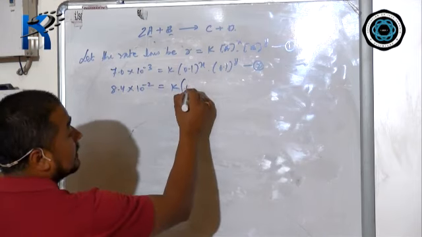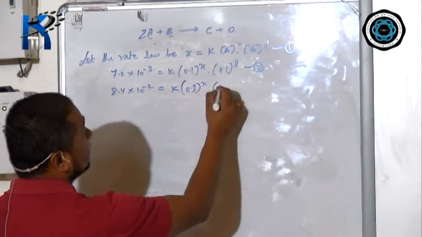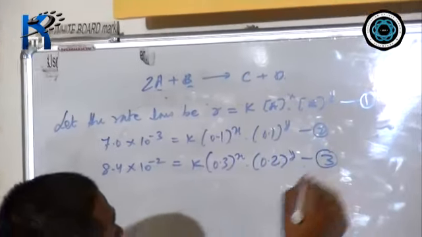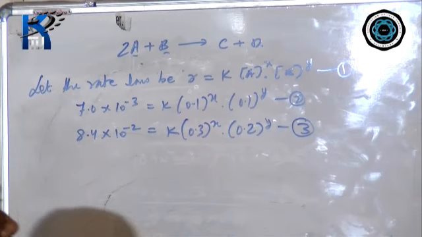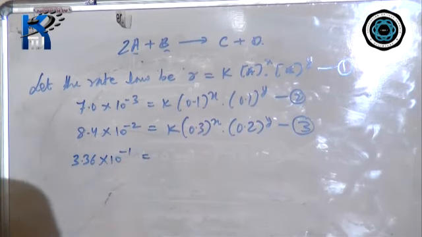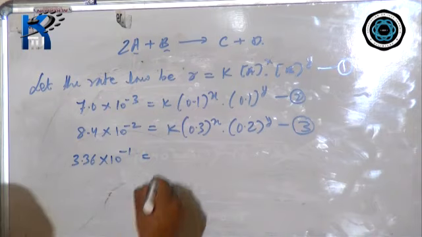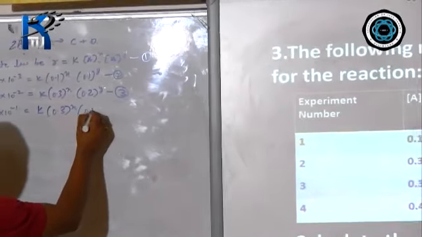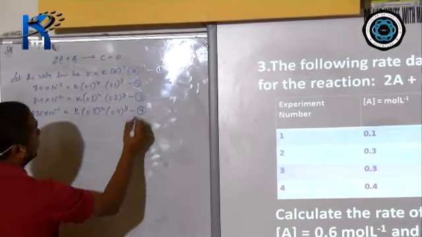And the value of A is given 0.3 to the power of x, and B is given 0.2y. Let it be equation 3. Now from experiment 3, the value of rate is given 3.36 × 10^-1, equals k. The value of A is given 0.3x and B is given 0.4y. Let it be equation 4.